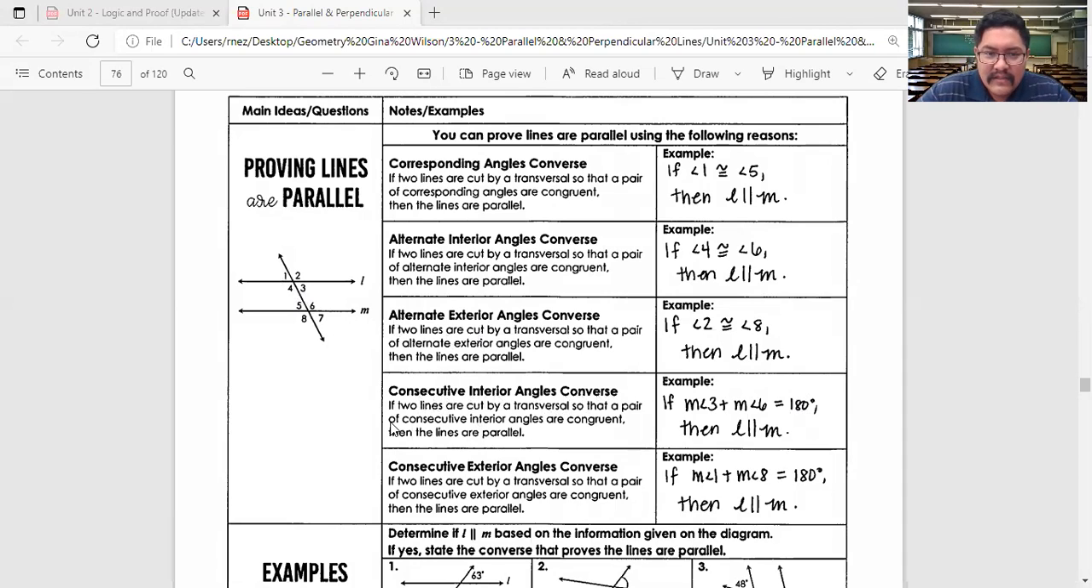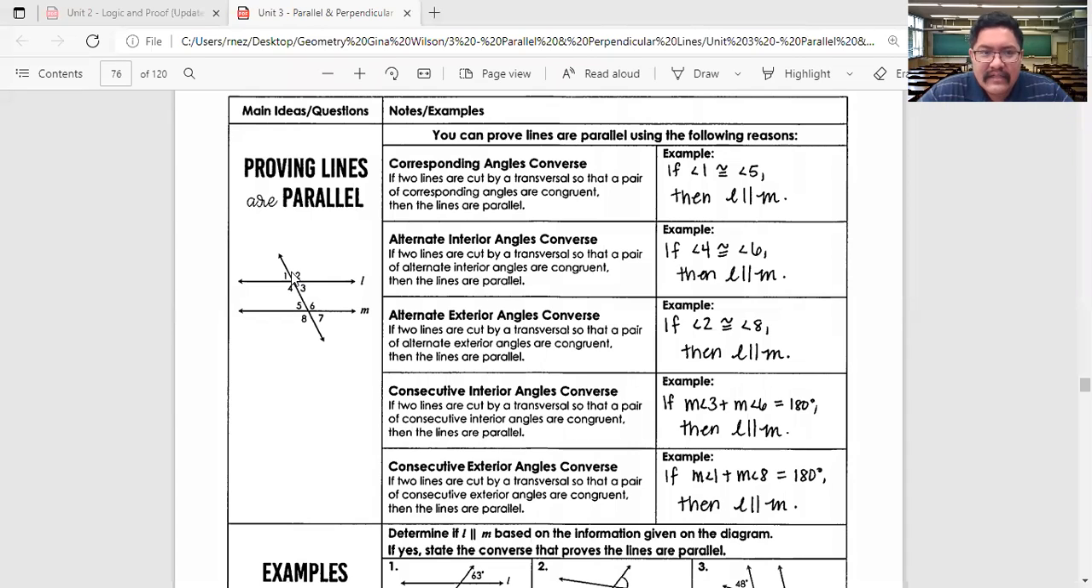All right, so next and last one, consecutive exterior angles converse. If two lines are cut by a transversal so that a pair of consecutive exterior angles are congruent, then the lines are parallel. So this would be consecutive again, which means the same side.